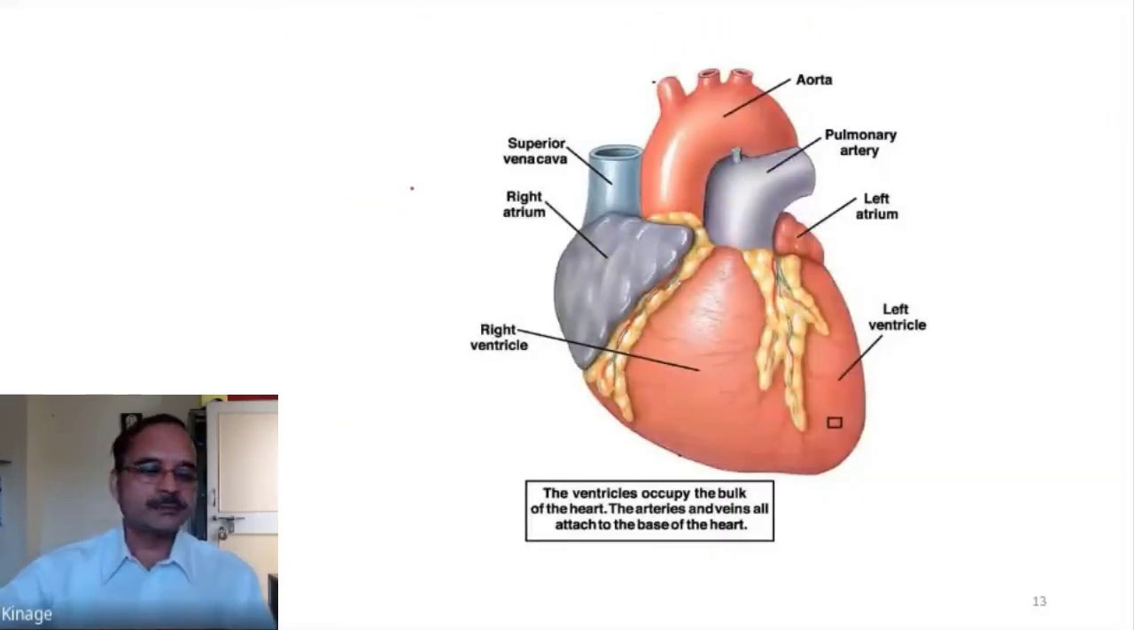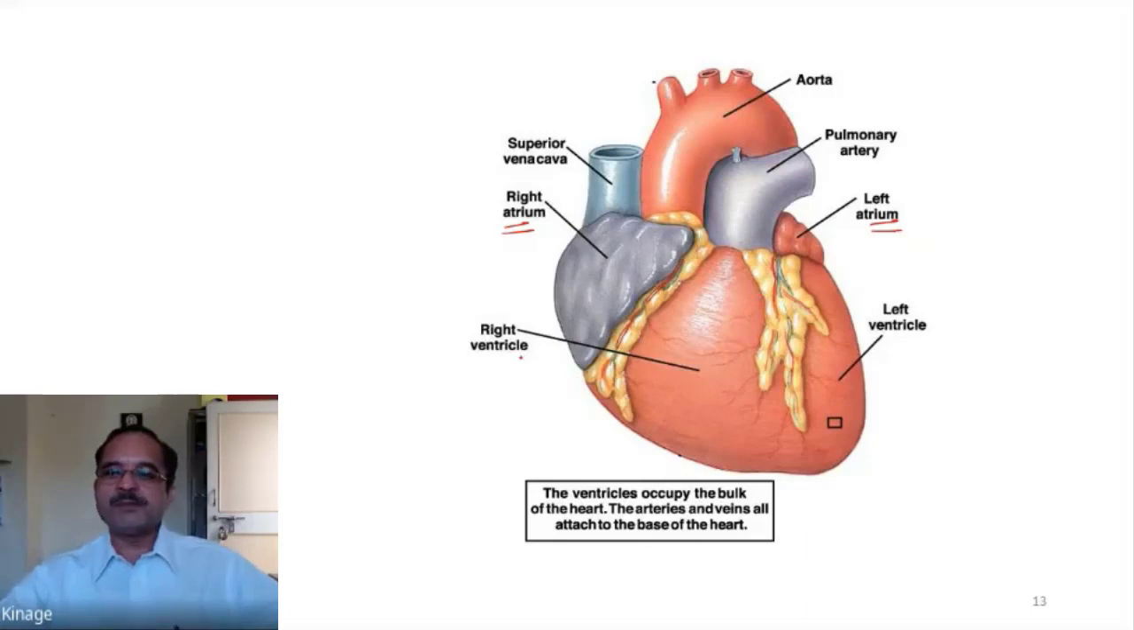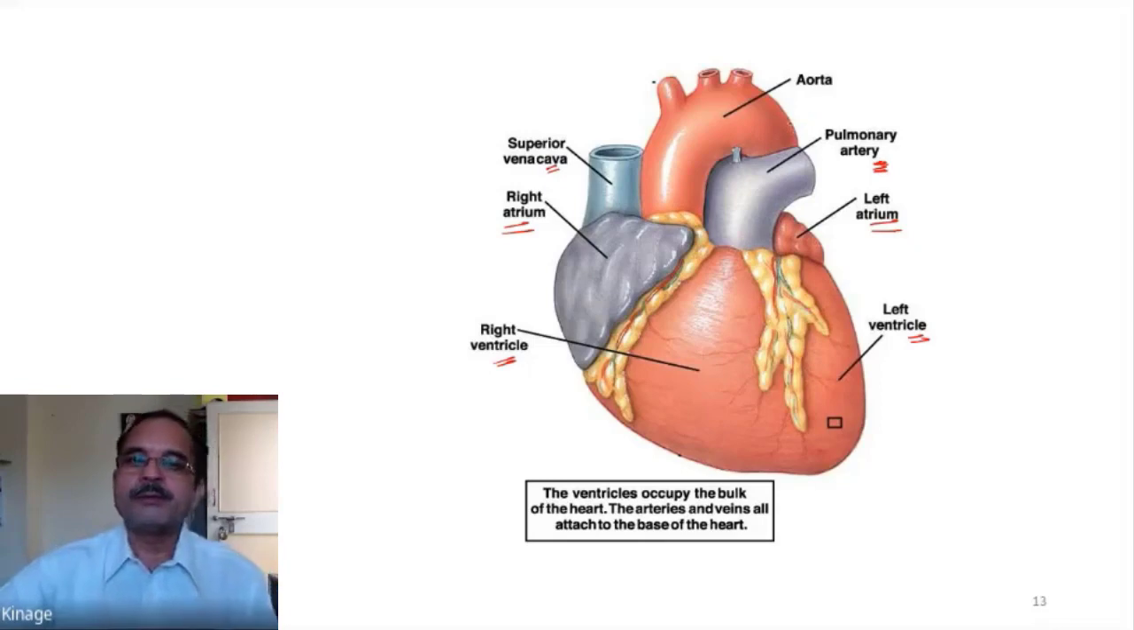Okay, so this is how the heart looks from outside. As we have seen, it is divided into four chambers. The upper two chambers are called the right atrium and the left atrium. The bottom two chambers are the right ventricle and the left ventricle. There is the superior vena cava, which carries deoxygenated blood, and there is the pulmonary vein, which collects oxygenated blood from the lungs. Then there is the aorta here.